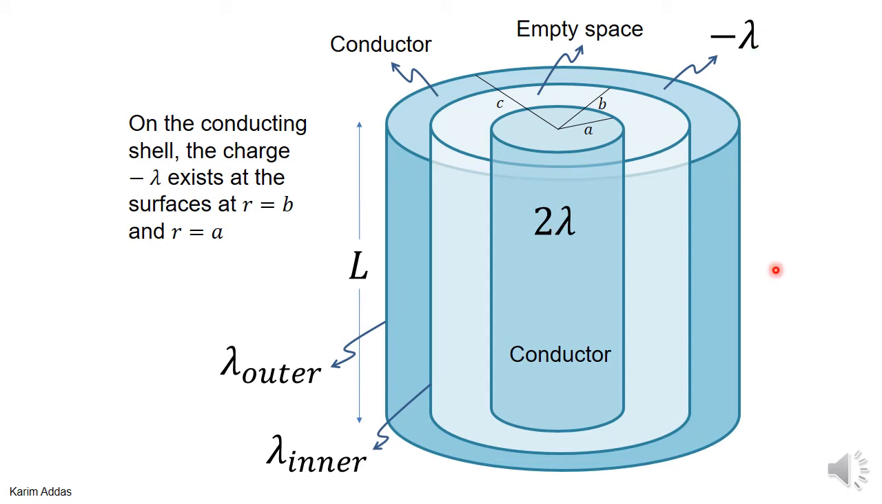So this problem is exactly the same as the other problem we did before with the two spherical conductors, where we had charge 2q on the inner one and minus q on the outer one. This is the exact analogous problem in cylindrical geometry. So the same as before, we want to find the electric field from 0 to infinity as you go along the radial direction, and also we want to know how much is lambda inner and how much is lambda outer. We know that this charge minus lambda is distributed, part of it on the inner surface and part of it on the outer surface. So we want to know how much they are.